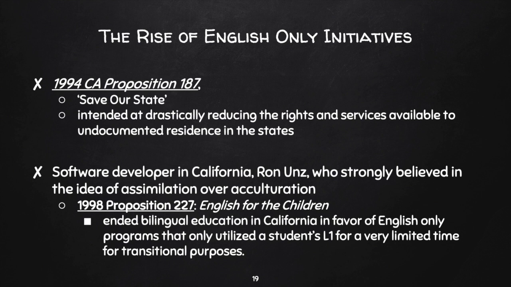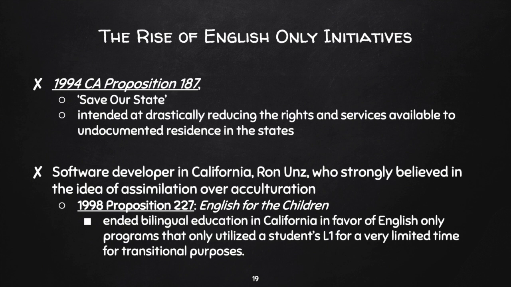So the 1994 California Proposition 187 was actually titled the Save Our State Proposition, and it intended at drastically reducing the rights and services available to undocumented residents and migrant workers in the state of California. This was passed, and what it started to nod towards, and what we started to see, was a push for English-only initiatives in schools. So in 1998, Proposition 227 was passed with overwhelming support in the state of California. Proposition 227 was the English for the Children proposition.